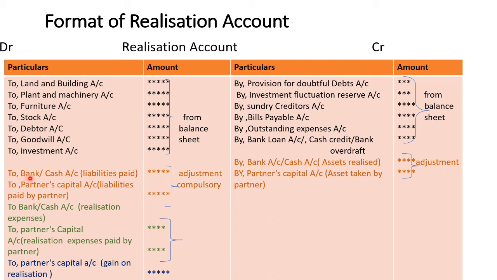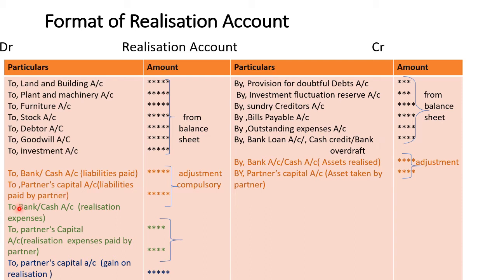So when the liabilities are paid off, what do we have to write? We will record to bank account or cash account. Your liability is paid, and you will also get this detail from the adjustments. If not, it is still compulsory to pay. Next, if any liability is paid by the partner, we will record it as to partner's capital account, liability paid by the partner. So the fourth step is that we have to pay off the liabilities.